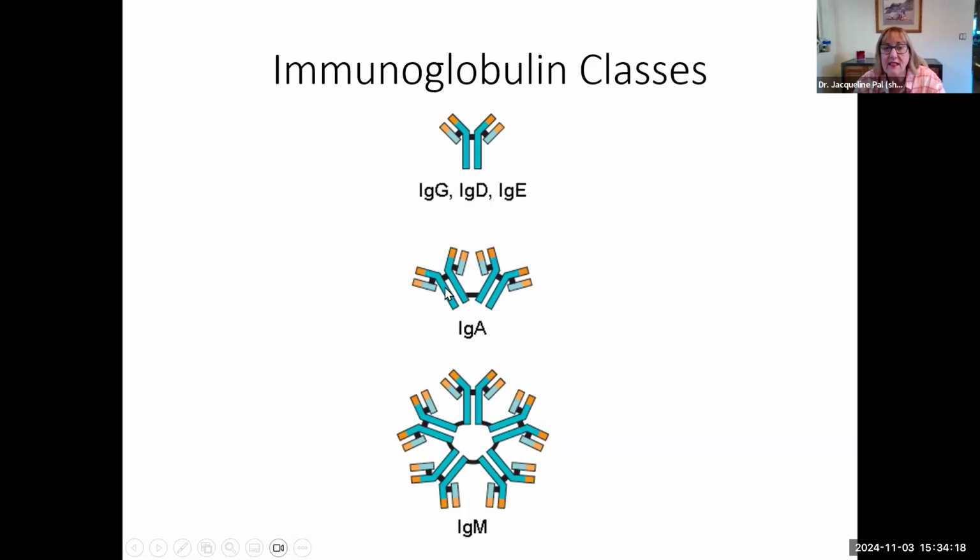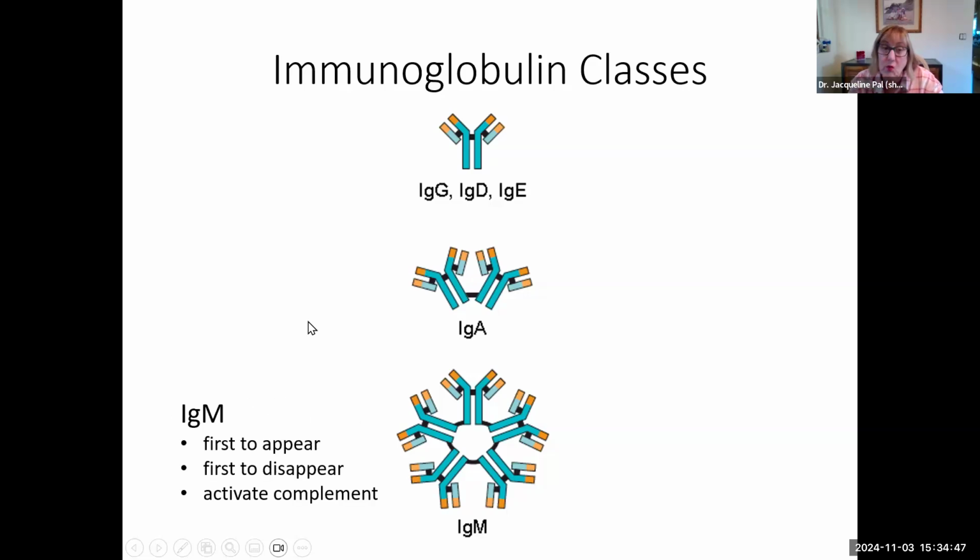One class are two attached together, what's called a dimer. And one of them is really big. It's a pentamer. It has five Ys attached to each other. And you would think that the simple ones, the simple monomers, would be the first ones produced, but you would be wrong. Because in the grand scheme of things, this pentamer, the antibody known as IgM, is actually the first one to appear. And because it's the first one to appear, it's also the first one to disappear.